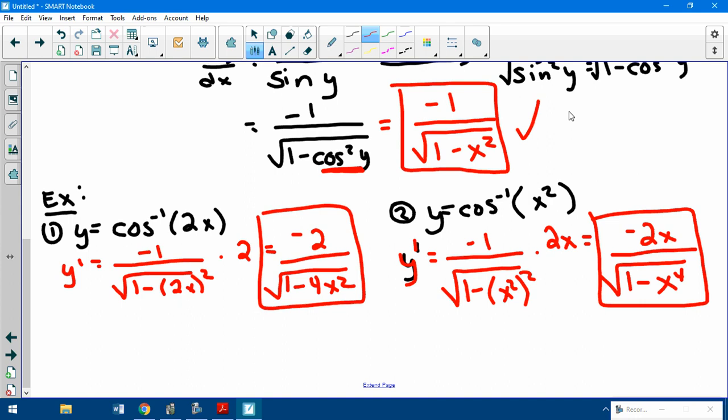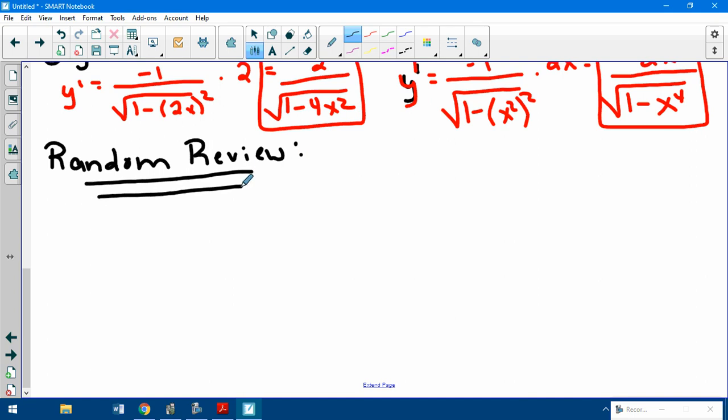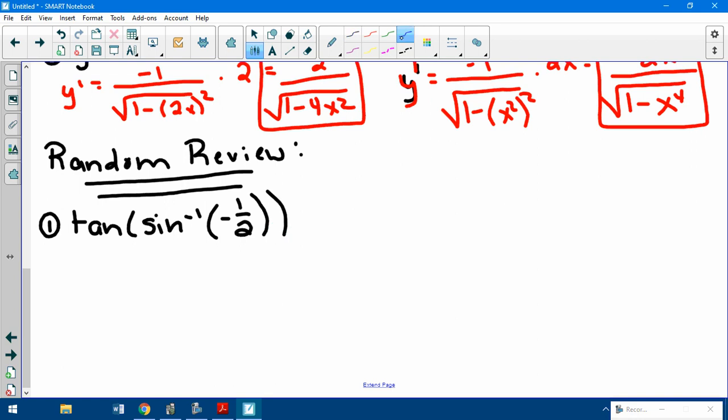Okay, two final questions. This is kind of some random review, but you'll see why I'm doing it once you do the next problem set. What if I asked you to evaluate tangent of sine inverse of -1/2? Do you remember how to do that? So it's a pre-calc question. You have to start in this piece first.